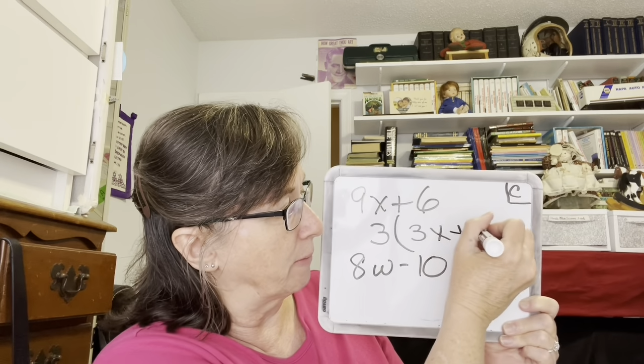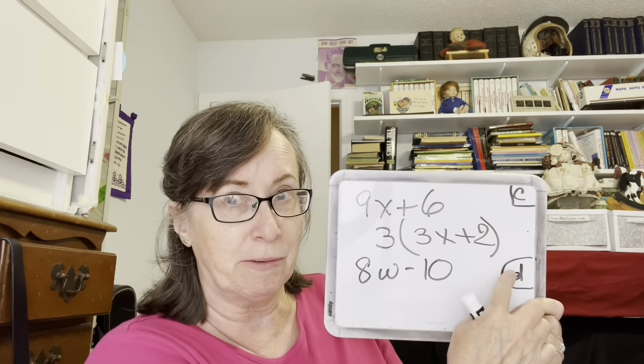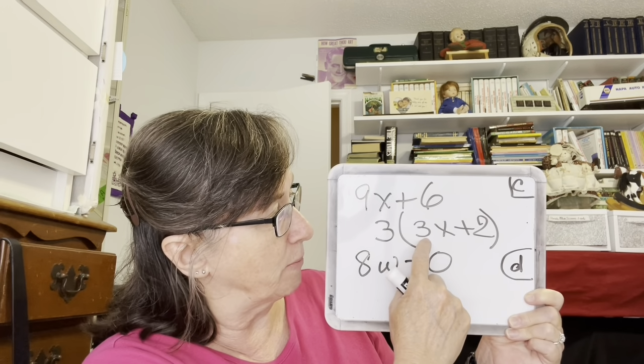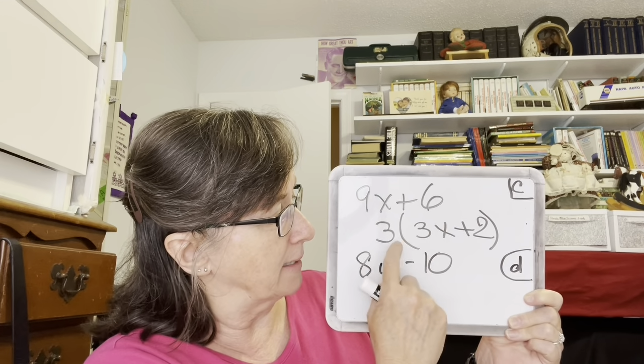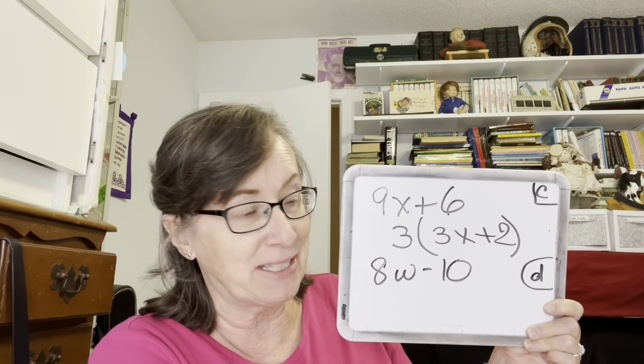6 divided by 3 is 2. Now, to check it, we should be able to distribute this and go right back there. Let's try it. 3 times 3x is 9x. 3 times 2 is 6. We go right back where we started.